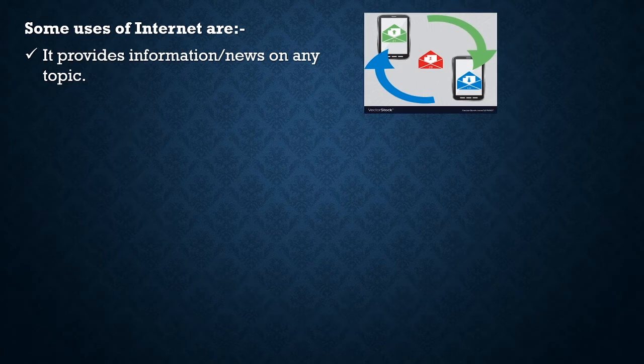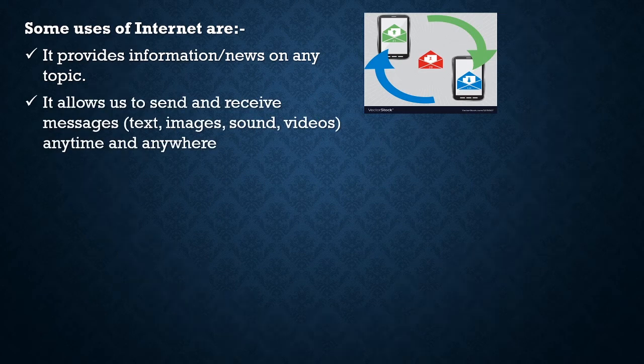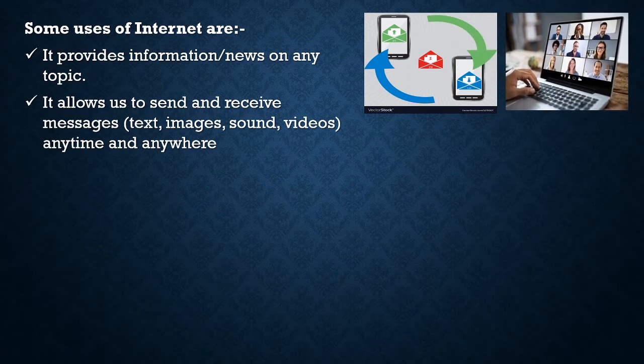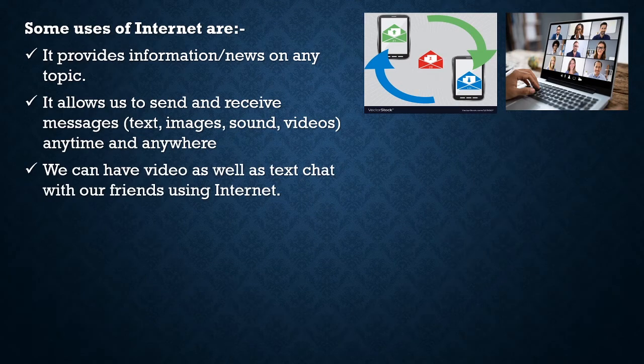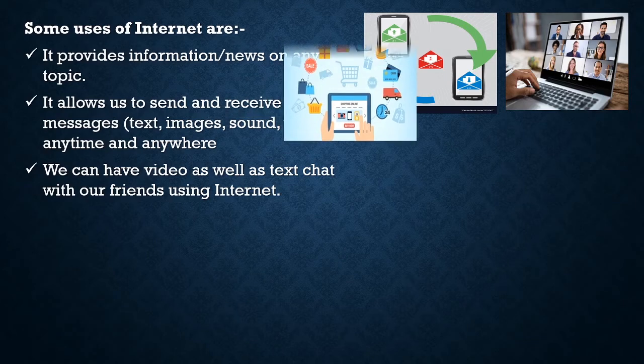Now next comes messaging, or what we call sending and receiving mail. It allows us to send and receive messages, that is text, images, sound, videos, anytime and anywhere. Now next, if you go to the figure, you can clearly see video conferencing taking place. So we can have video as well as text chat with our friends using the internet. We can do a meeting. You can also have an online class using a video call.